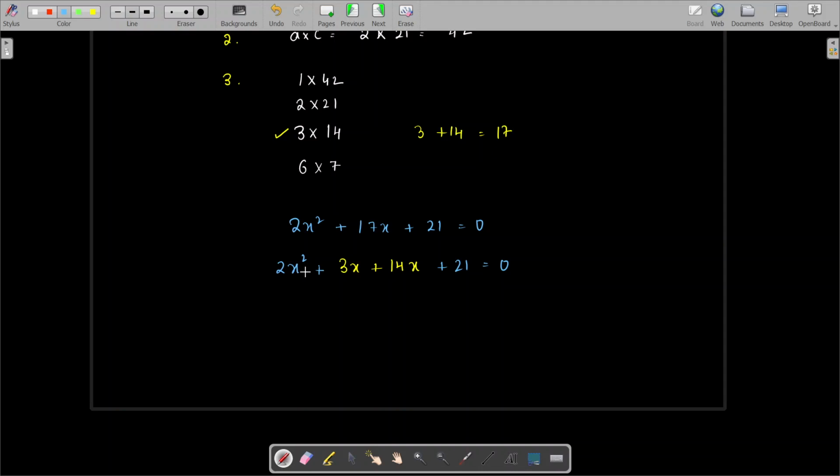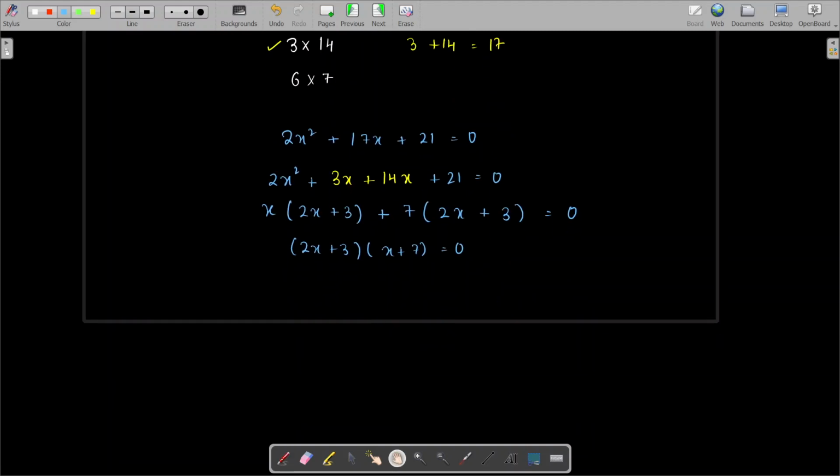Now let's find the greatest common factor. For 2x squared and 3x, the greatest common factor is just x. Factor it out, you get 2x plus 3. Then the greatest common factor of 14x and 21 is 7. Factor it out, you get 2x plus 3. And now 2x plus 3 can be factored out again. You'll be left with x plus 7.